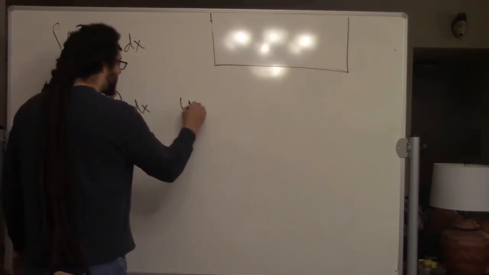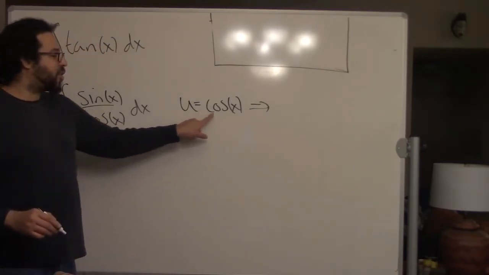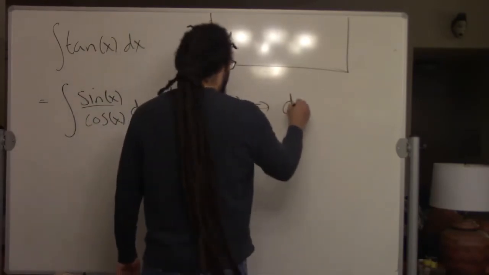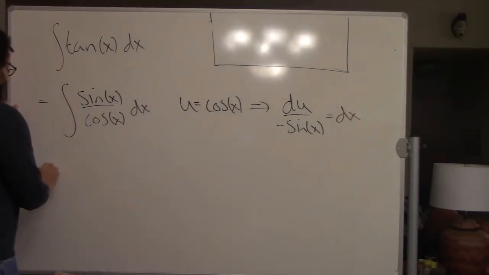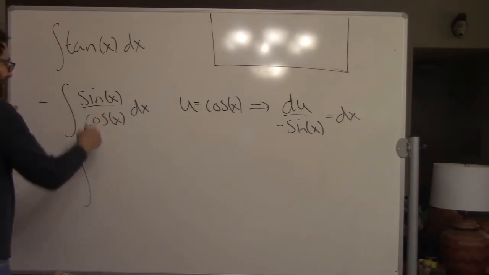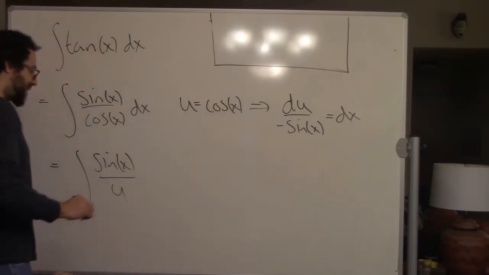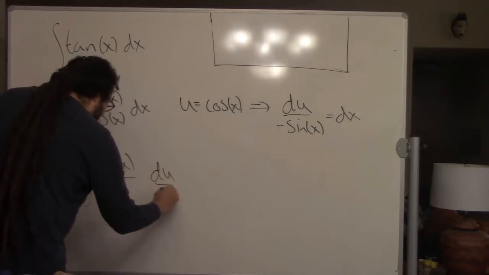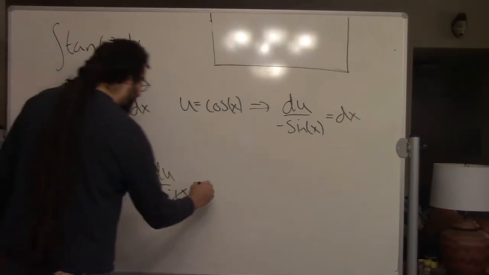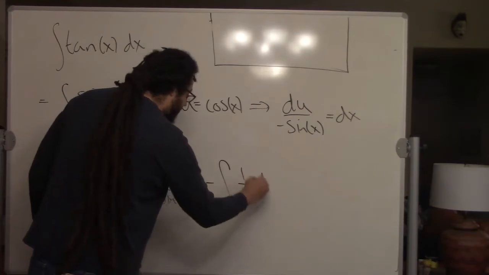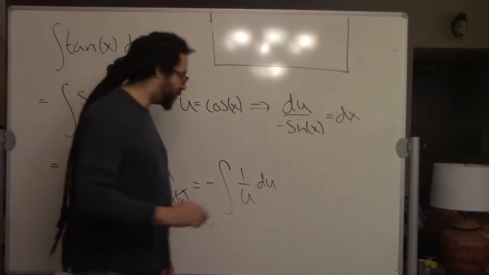So I'm going to let u equal cosine of x, and let me do this all in one step. So that means that du over negative sine of x is equal to dx. So now I can write this integral as the antiderivative of sine of x over u, and then what is dx? It's du over negative sine of x. And so now the signs will cancel. Don't forget to pick up the negative sign here. So this is negative the antiderivative of 1 over u du. And we know what that is. That's negative natural log absolute value of u plus c.